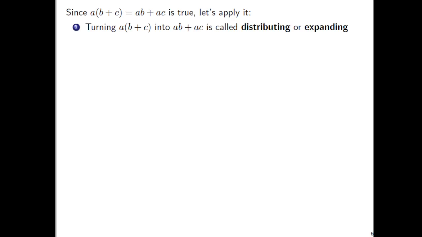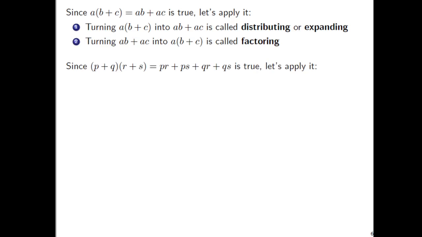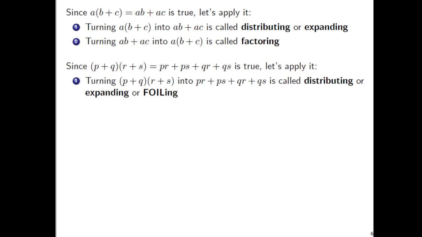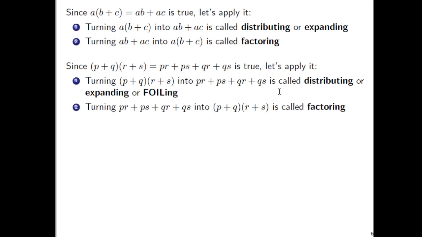Turning A times B plus C into AB plus AC is called distributing or expanding. And then going in reverse is called factoring. Same deal with the second formula we looked at. Turning the product into this sum, PR plus PS plus QR plus QS, is called distributing or expanding or foiling. And in reverse, this is also called factoring. It's a little unfortunate that it goes by the same name.